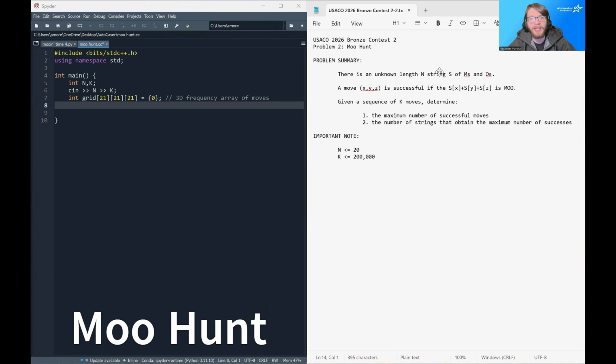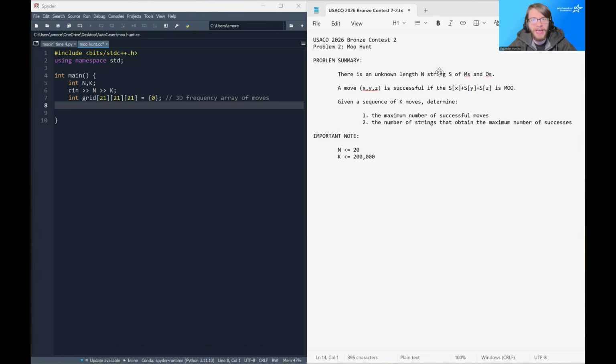In this problem, there is a string of length n filled entirely with m's and o's, but we don't know what it is. And we are given a bunch of moves. Each move consists of three values, x, y, and z, and we call a move successful if the letter at position x plus the letter at position y plus the letter at position z is equal to the string moo. And we are going to be given k of these moves.